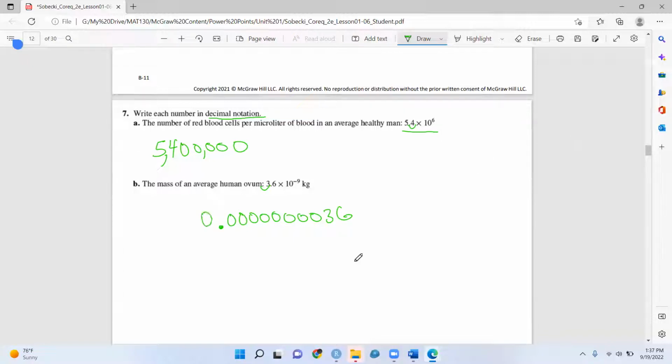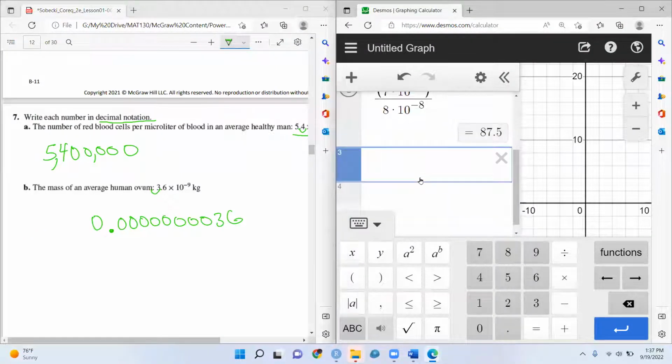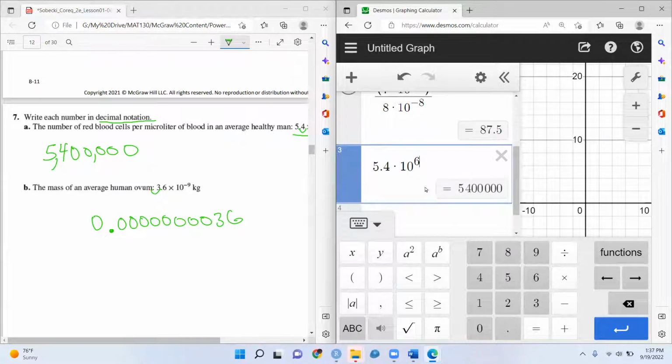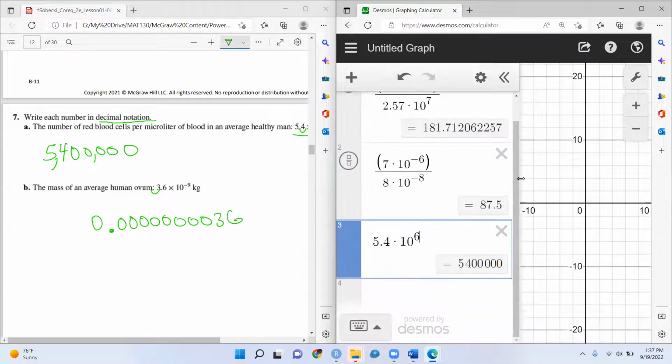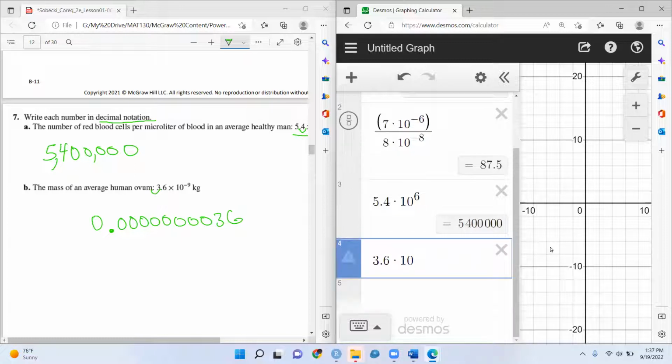Now I want to note something in Desmos. So with this first one, I could have put 5.4 times 10 to the 6th, and it writes out what I wrote here, the 5,400,000. So it gives us the decimal notation. But watch what happens when I write in the other one. Oh, it just gives me this.